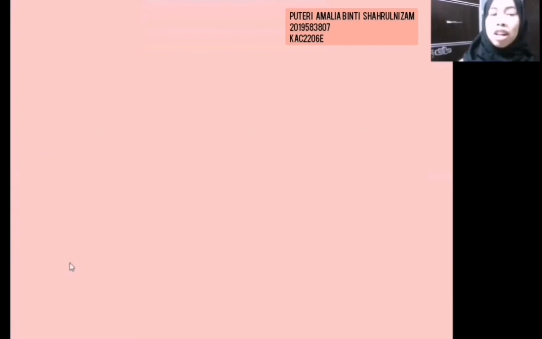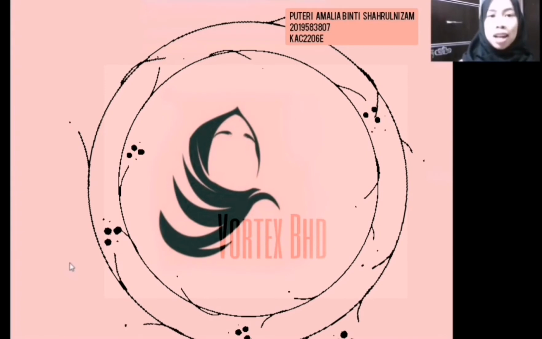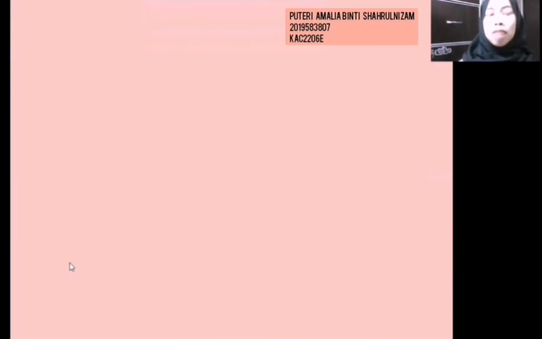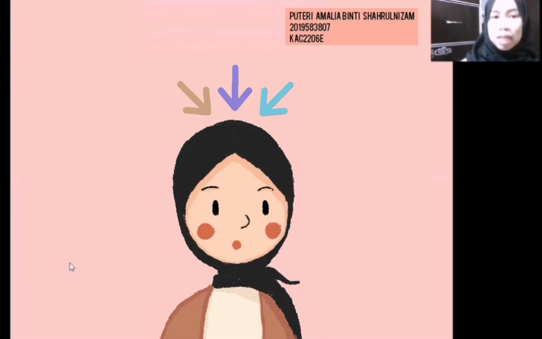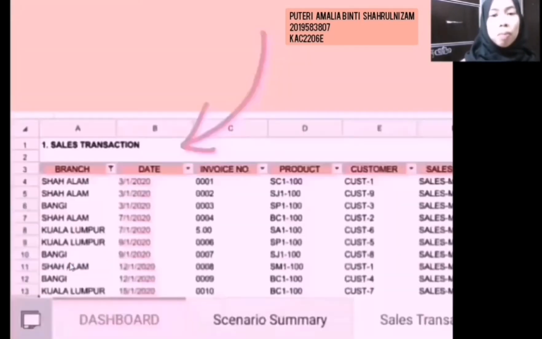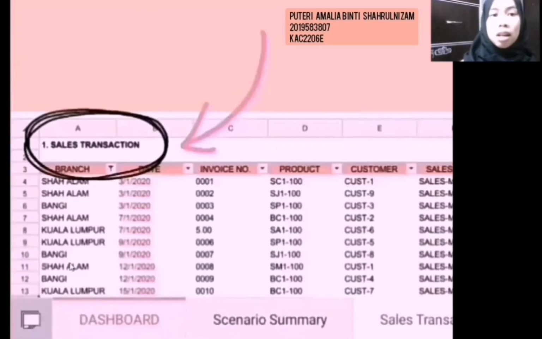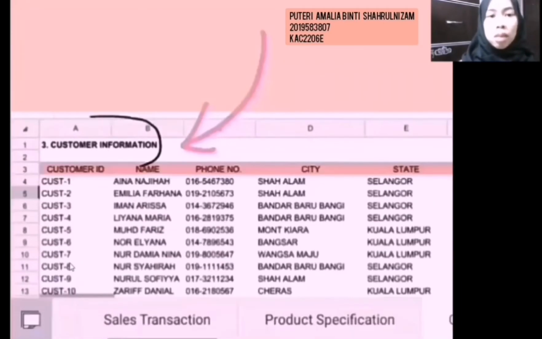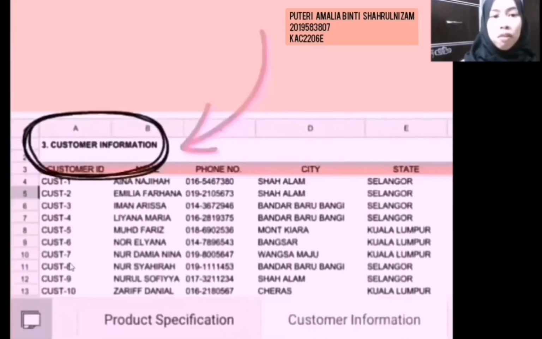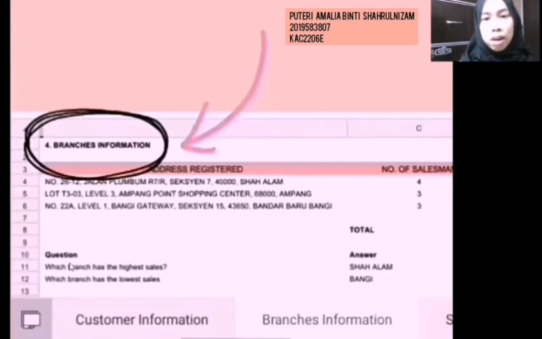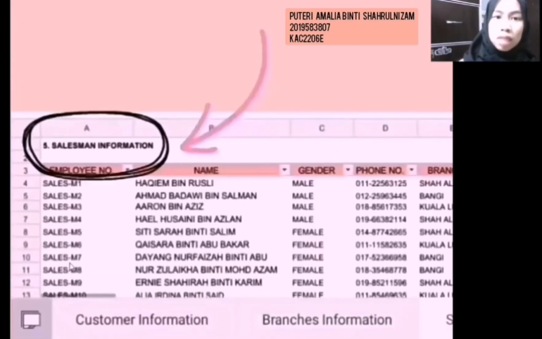My groupmates and I will be presenting on our PPL group project for the company Vortex Berhad. Vortex Berhad is our dummy company for this project, where the company is selling hijab for their business. For the project, we have to fulfill the requirement of the question by preparing all the sales transaction, product specification, customer information, branches information, and also salesman information by using Microsoft Excel.